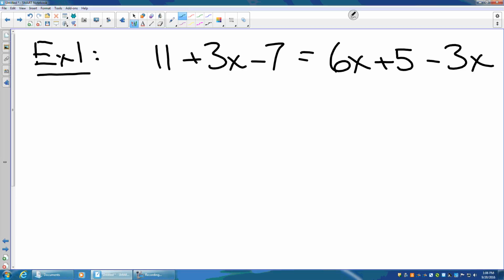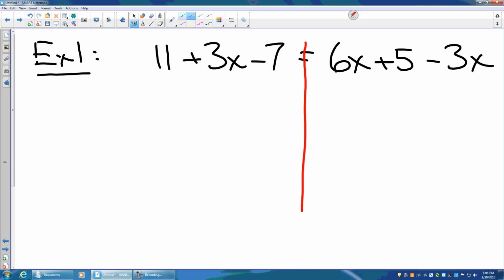11 plus 3x minus 7 is equal to 6x plus 5 minus 3x. So just like we've been doing throughout this whole entire chapter, we're going to use our strategies to solve this. We're first going to drop our line down, or our mirror down, and then we're going to simplify both sides first before I can do anything else.